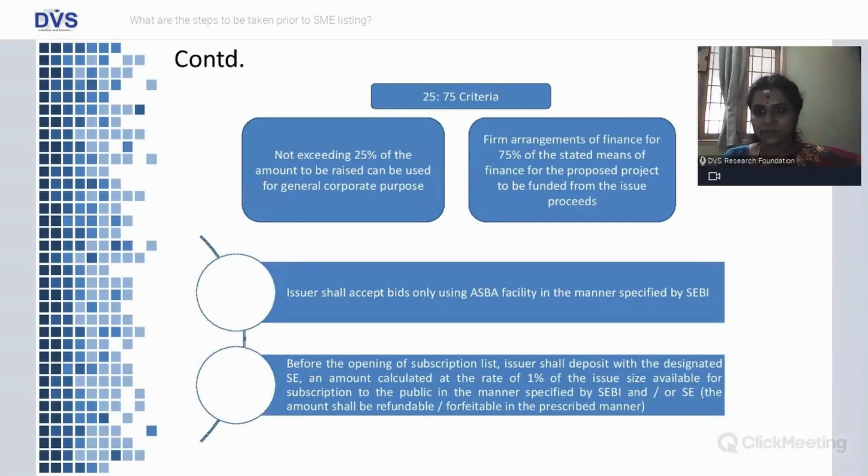This is interesting, friends: the 25-75 criteria. What is 25? You have the issue proceeds, say 100 crores. Out of 100 crores, not exceeding 25 crores should be used for your general corporate purpose.